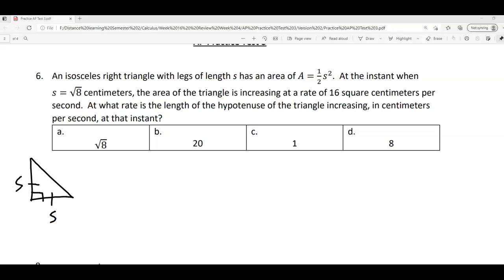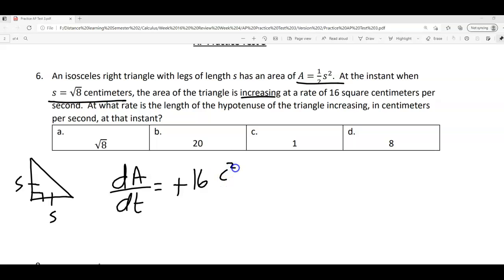Has an area of 1/2 S squared. At the instant when S equals 8 centimeters, the area of the triangle is increasing at a rate of 16 square centimeters per second. So dA/dt, the rate of change of the area, is increasing, which means it's a positive 16 square centimeters per second. At what rate is the length of the hypotenuse changing?